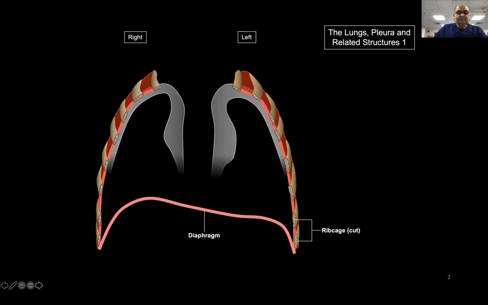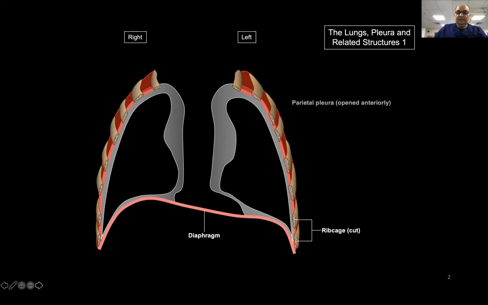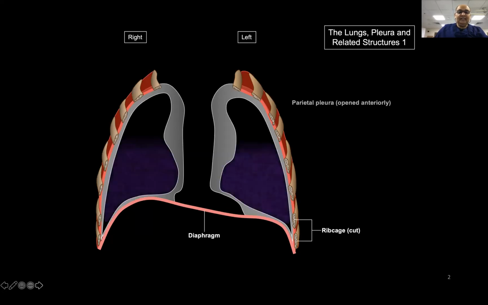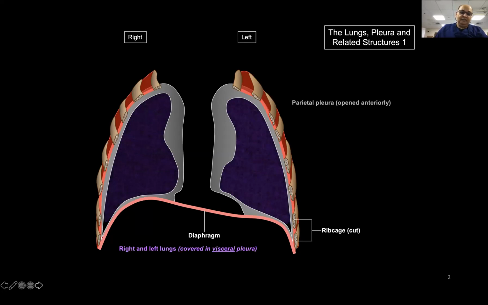Going further, what are these? These are the lungs and pleura. We haven't talked about it, but we'll be talking about lungs and pleura the day after. There will be a full lecture where I'll talk in detail about lungs and pleura. Now you're looking at the parietal pleura, and it has been opened anteriorly so we can see inside. Now let's put the lungs here. This different color, this purple color, is representing my lungs. You see the right and left lungs, and they are covered with which pleura? Visceral pleura. And then we all know there's a parietal pleura. We'll be talking about these shortly.